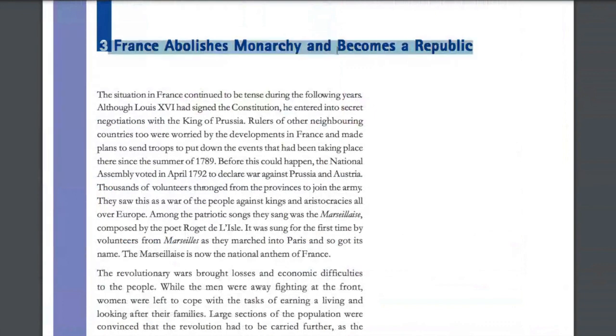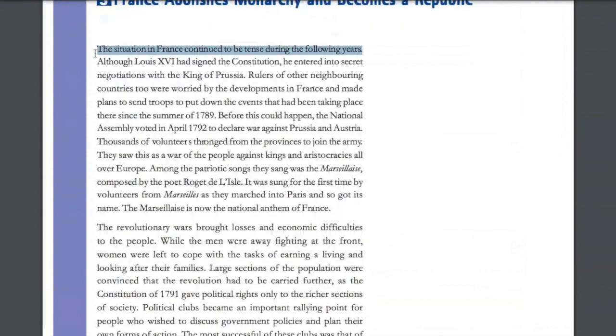Then we have France abolishes monarchy and becomes a republic. As we can see, France became a constitutional monarchy in 1791 after all the struggle, such as the storming of the Bastille. So the king was being monitored for the taxes he was imposing. But then France abolishes monarchy totally and becomes a republic. You can read this; it is very important.